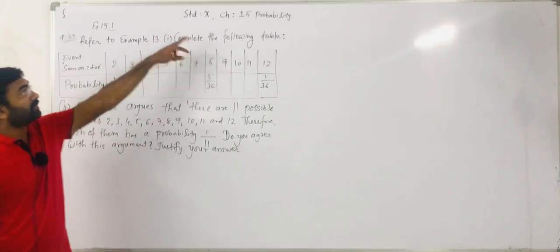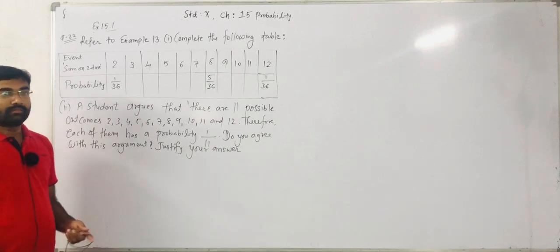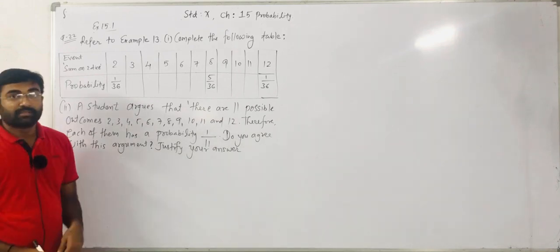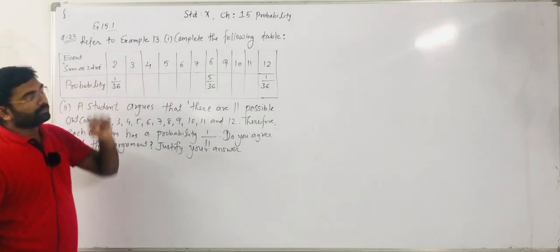Lessons, chapter 10, chapter number 15, probability. In exercise 15.1, question number 22 onwards, we have to solve the sums, in which it is given, refer to example number 13.